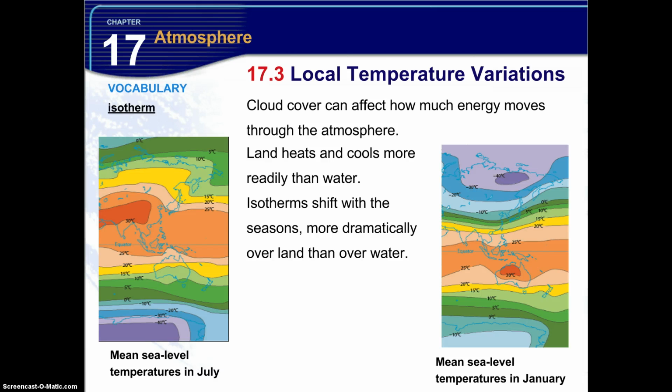Now, the maps on this page show mean or average temperatures in Asia and Australia for January and July. Notice the warmest temperatures are to the south of the equator in January, right here, and to the north of the equator in July, right here. The sun's rays are more vertical north of the equator in July. And notice also that the warmest and coldest temperatures are over land. Land heats and cools more readily than water. So the continents are warmer than nearby oceans in the summer and colder than the nearby oceans in the winter.